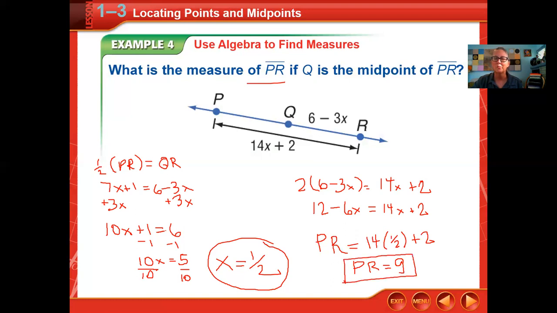Oh gosh, that's a 9. I hope your work isn't this messy. It's going to be hard for me to read it, but I will.